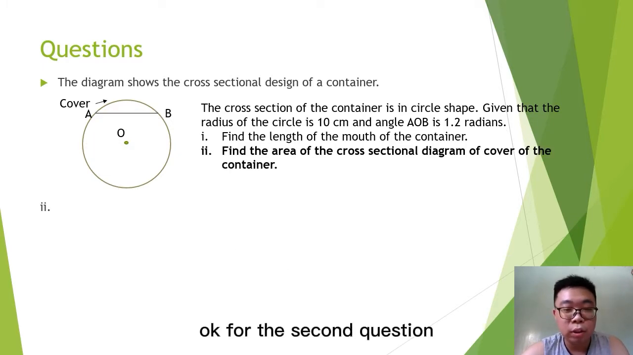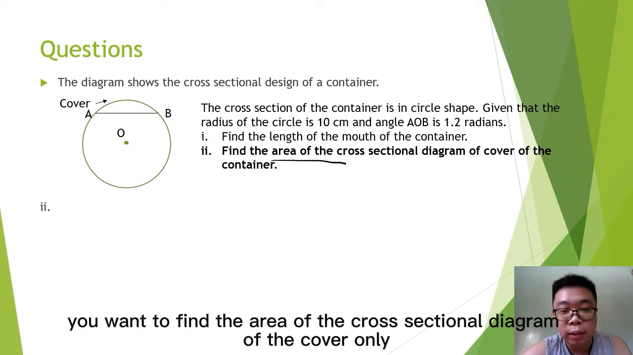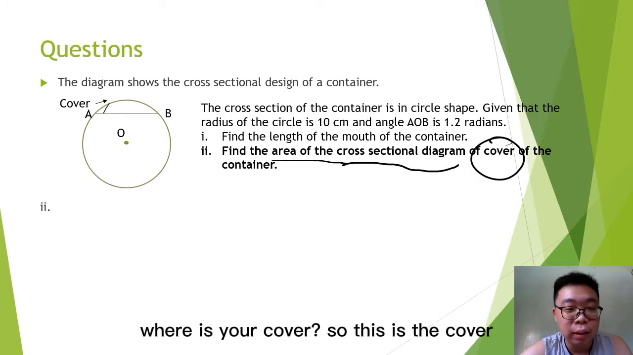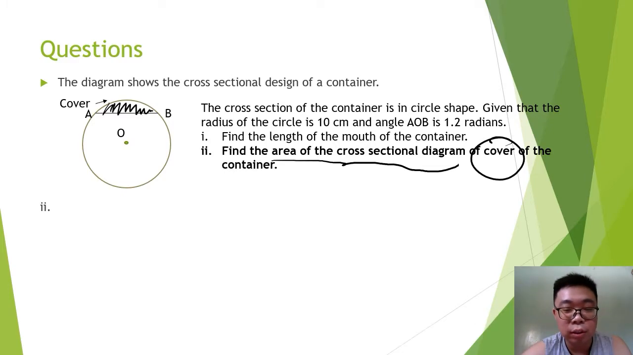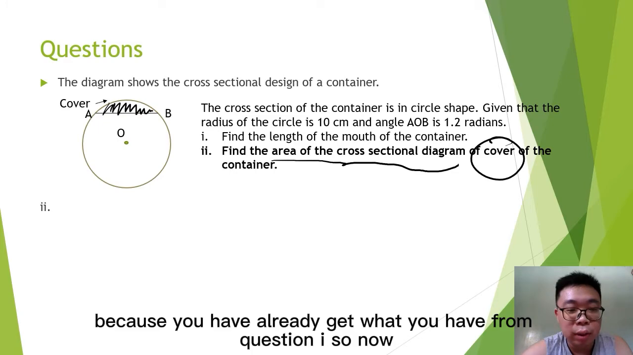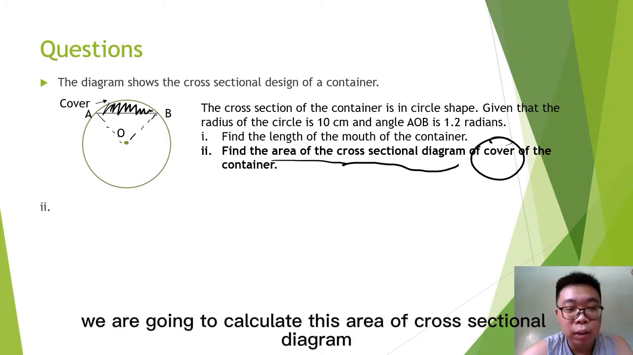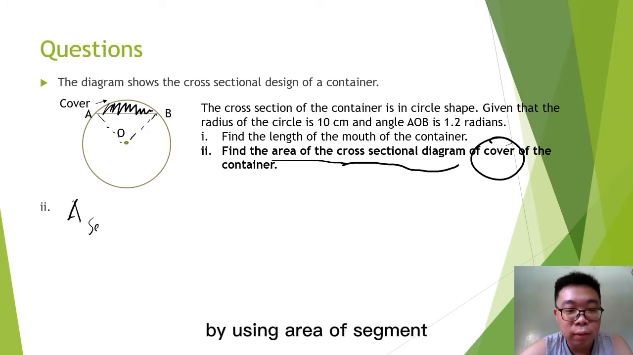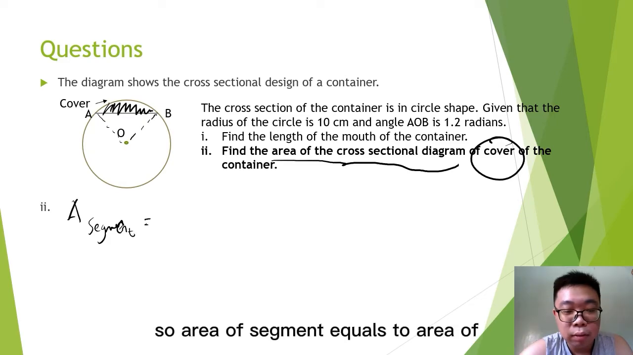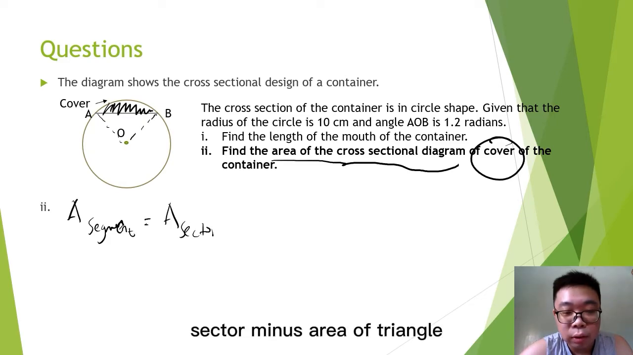Okay, for the second question, you want to find the area of the cross-sectional diagram of the cover only. Where is your cover? So this is the cover. Okay, so this one will be an easy question. Why easy? Because you have already got what you need from question 1. So now we are going to calculate this area by using area of segment. You know this is a segment. So area of segment equals area of sector minus area of triangle.